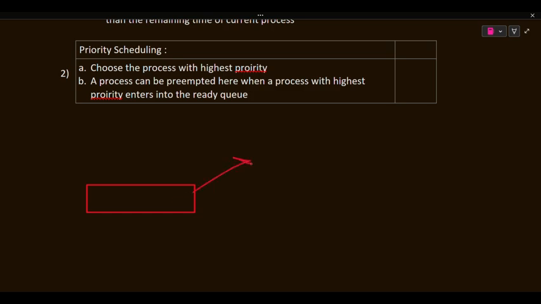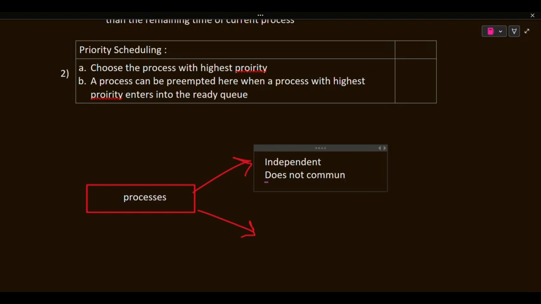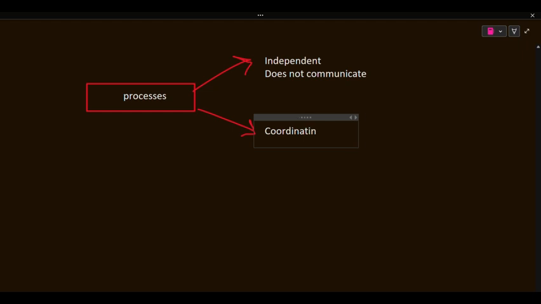There are two types of processes. One is the independent process, those processes which do not communicate, and the other type is the coordinating process, which shares a common variable or resource.